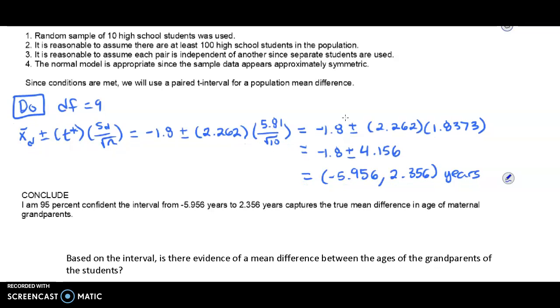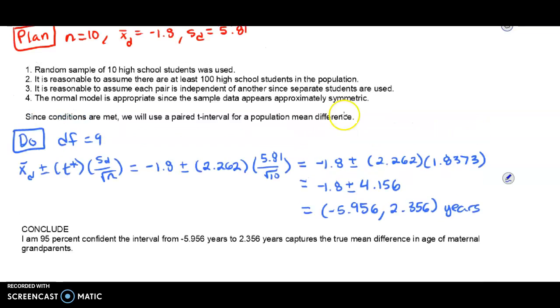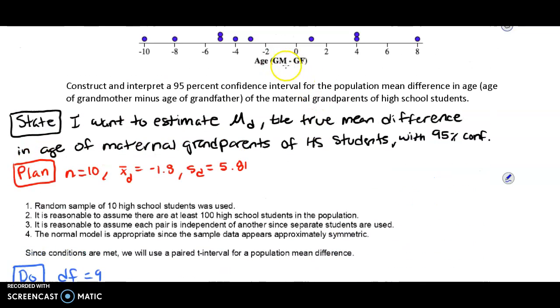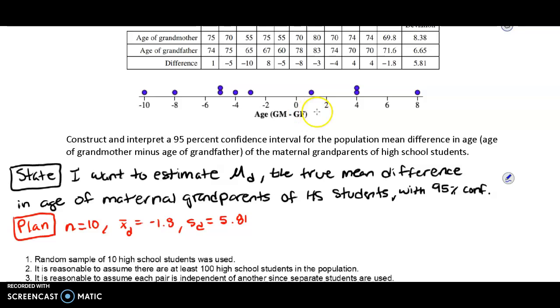Now, this is a crowd favorite on the AP exam. Based on the interval, is there evidence of a mean difference between the ages of the grandparents of the students? Well, if there's a difference, that means we are different from 0, right? If the interval is completely positive, that would mean, if we look at how our data is defined, the grandmother tends to be older than the grandfather.